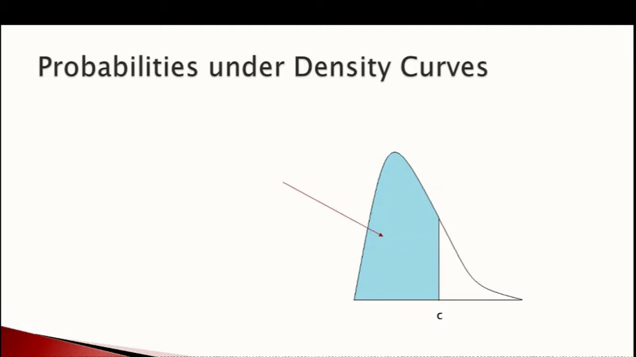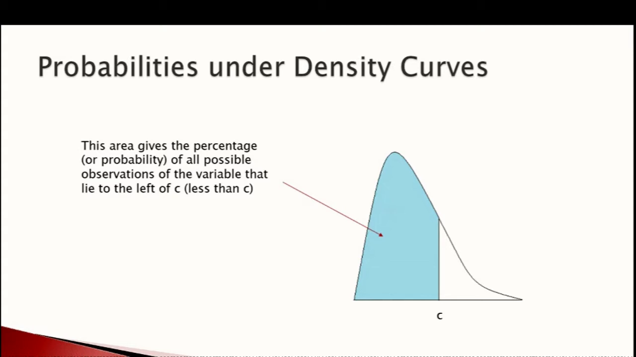So here I have letter C, to denote any number. The blue shaded area to the left of C corresponds to the percentage or the probability of all possible observations of the variable that lie to the left of C, or less than C. C here can be any arbitrary number. For example, I take C equal to 3 and the blue shaded area to be 0.5. That means 45% of all of my possible observations will be less than number 3.